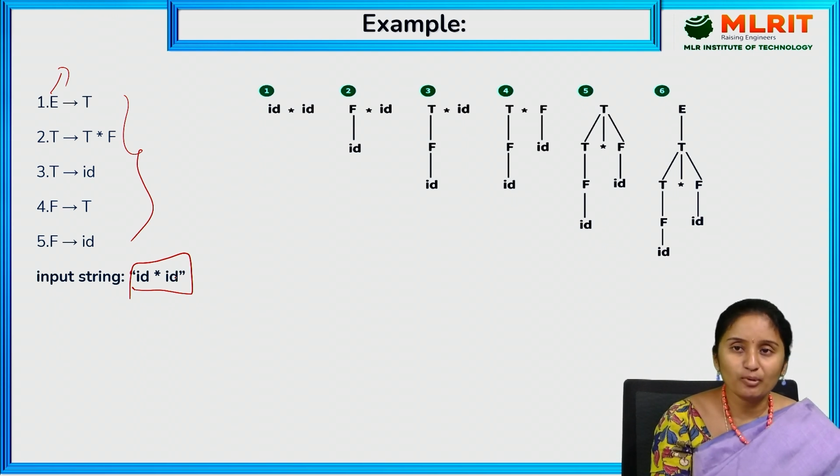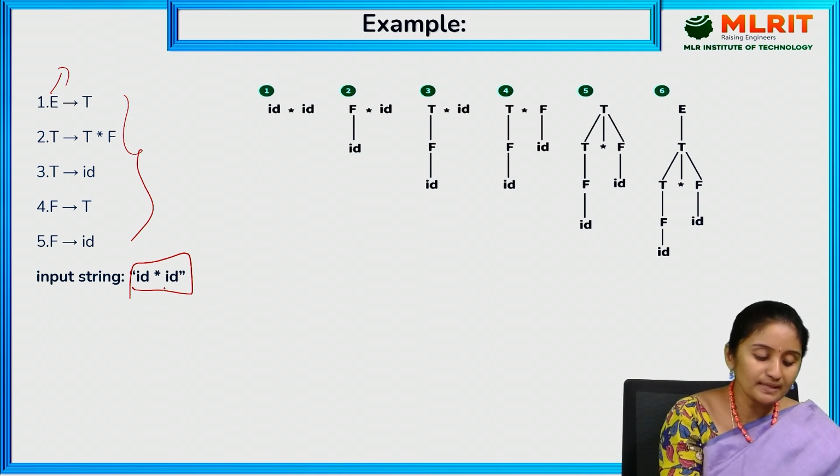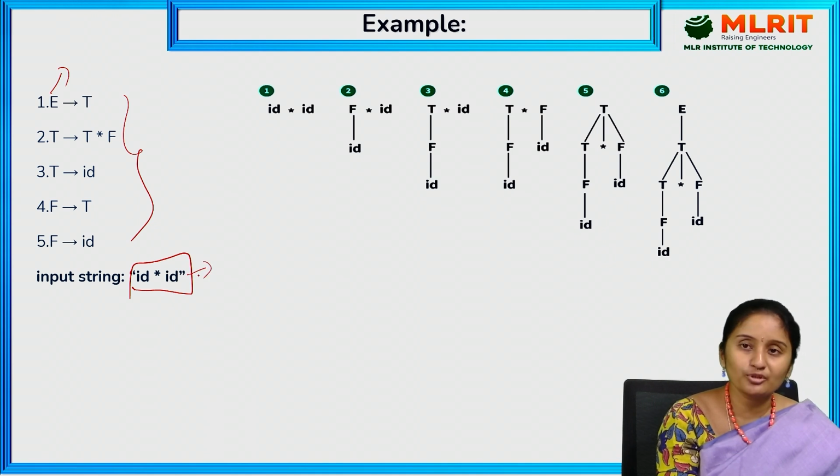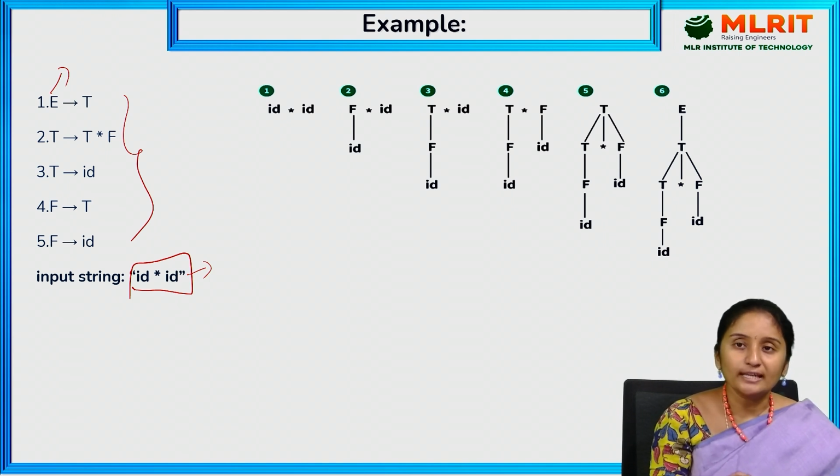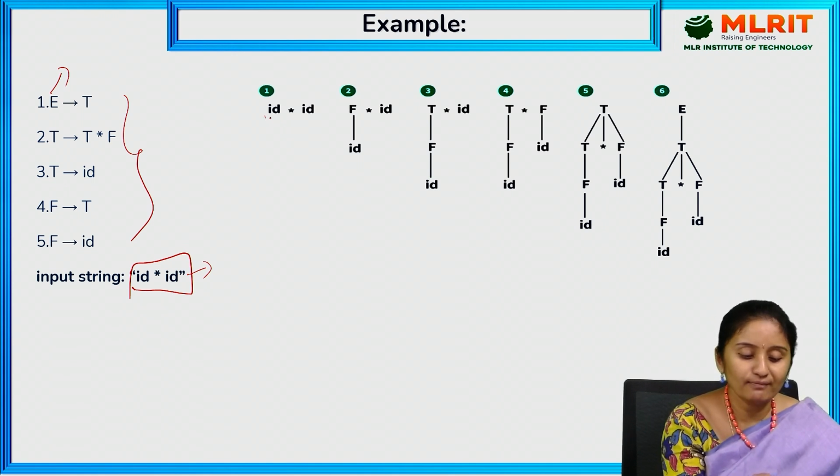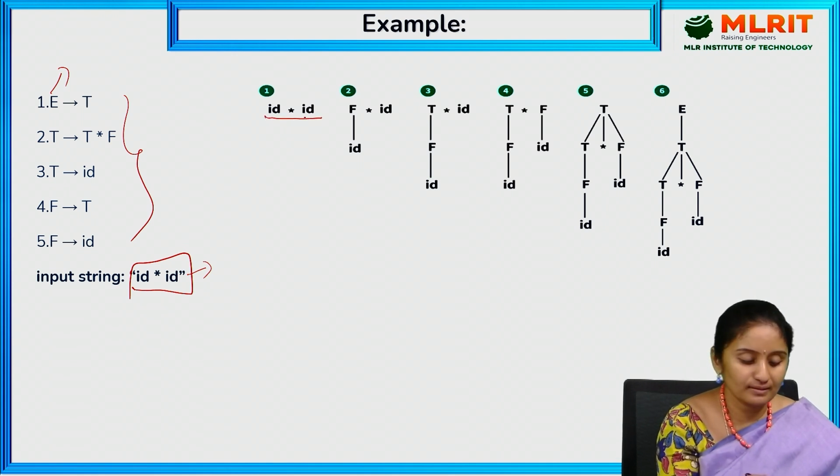What is bottom-up parsing? We read the input string, take the leaf nodes, and generate the root node. So let me take the first step: id * id is my input string. What I am going to do is apply the leftmost derivation. So first, id.